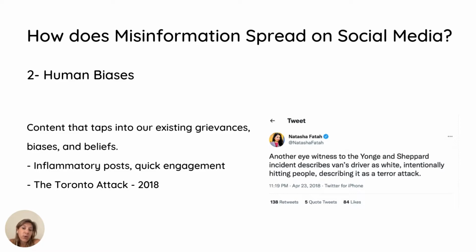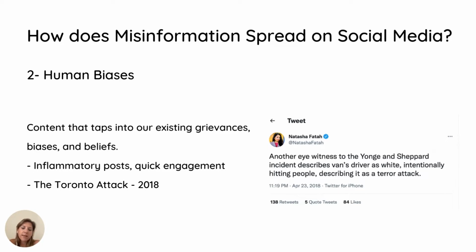The second important point is that humans are more likely to react to content or posts that tap into their existing grievances, biases, and beliefs. This explains why inflammatory content will get quick engagement. This will then, of course, give an indication to the platforms that this is engaging content, and the algorithm will then prioritize it on people's timeline and feed.